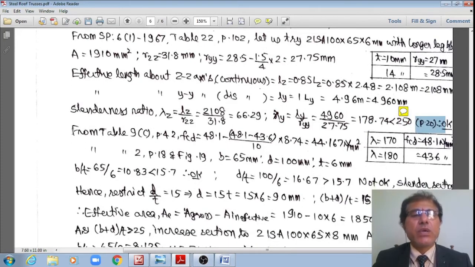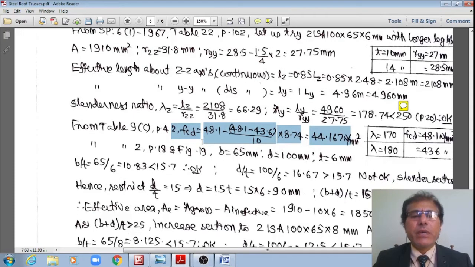Once it is okay, then I'll go to the same table 9C, page number 42. Then I'll interpolate. Just now I've shown that for lambda equal to 170, I have fcd equal to 48.1. For lambda equal to 180, it is 43.6. Therefore, if I interpolate for 178.74, how much is it? The design compressive stress is 48.1 minus (48.1 minus 43.6) divided by a difference of 10, over a difference of 8.74. That works out to say 44.167 Newton per mm square.